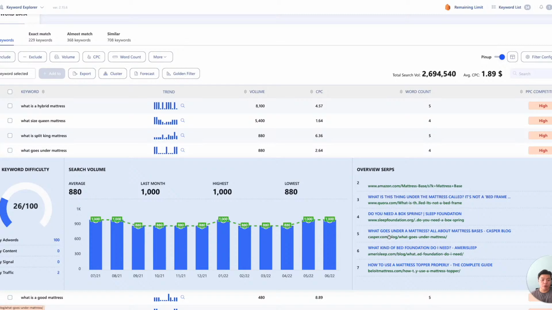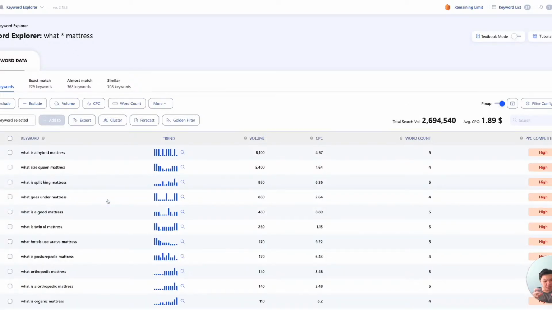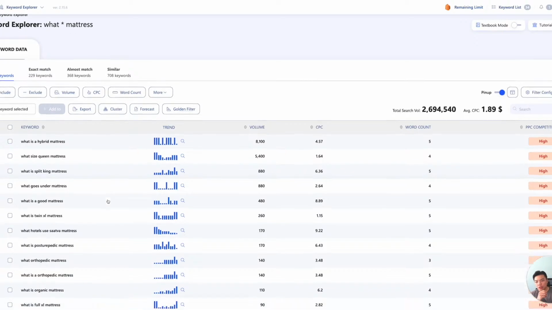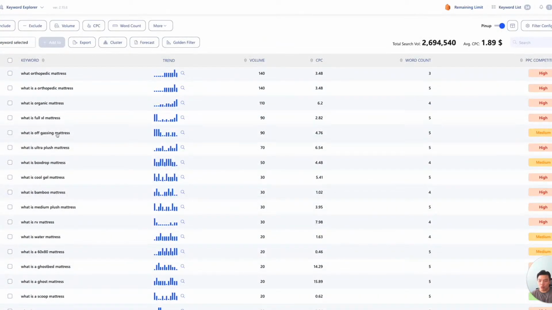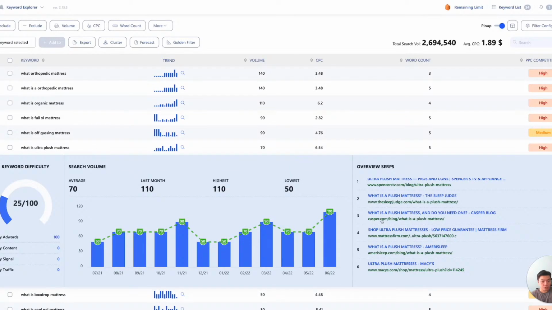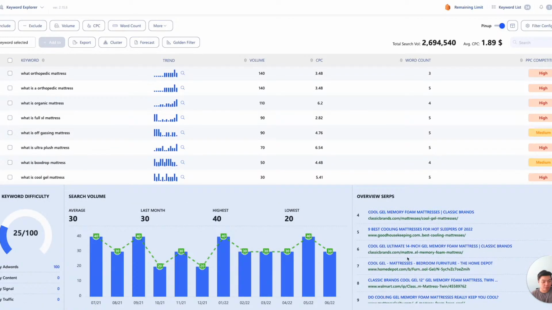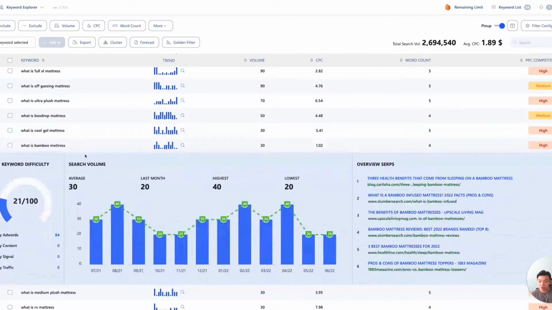As you can see here, Casper appears on almost every keyword under the direct demand of what star matches. So the beauty of Wildcard is that it specifies all the very clear intent demand people have regarding a certain product or service or solution that they're looking for. Like this, what organic matches, what full gasping matches. You look at all of that and you always see, wow, this one is not Purple. You'll see Casper again in the top 3. What's cool gel matches, you will probably see Casper.